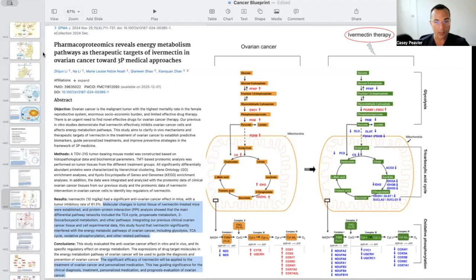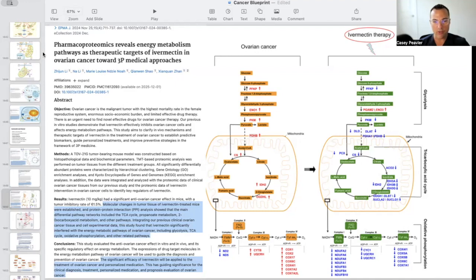And it says here that molecular changes in tumor tissue of ivermectin-treated mice were established, and protein-protein interactions analysis showed that the main differential networks, including the TCA cycle, propionate metabolism, 2-oxocarboxylic acid metabolism, and other pathways, integrating our previous clinical ovarian cancer tissue and cell experiment data.